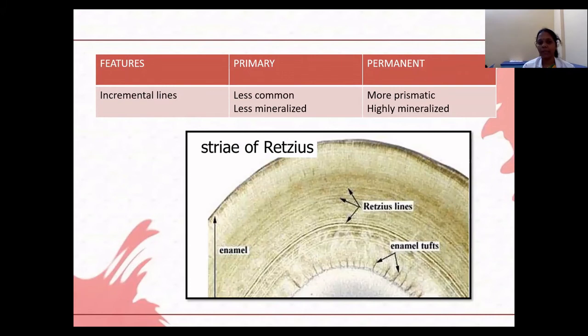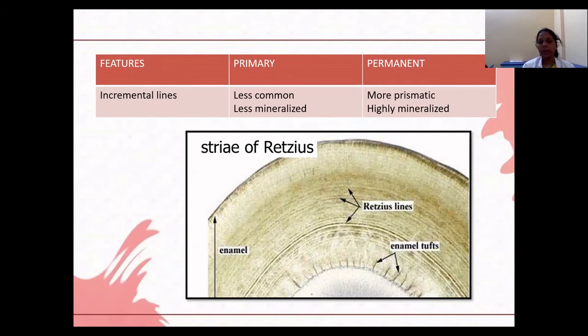Incremental lines for primary teeth will be less when compared to that of the permanent teeth. So here that would be less. The primary teeth is less mineralized when compared to that of the permanent teeth. Permanent teeth is highly mineralized and it is more prismatic.